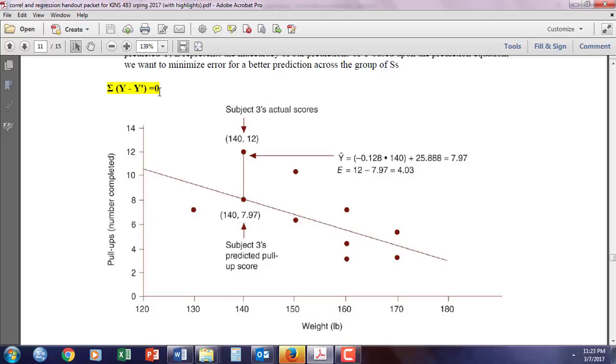Makes sense. I hope this is kind of going ding, ding, ding in your head, because if you remember, we talked about deviations around the mean when we had a normal distribution, and those deviations are always going to sum to 0.